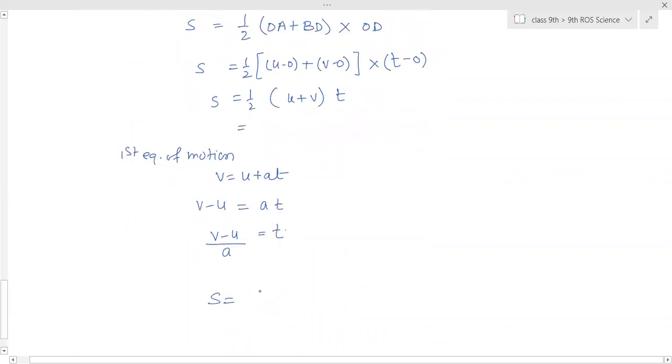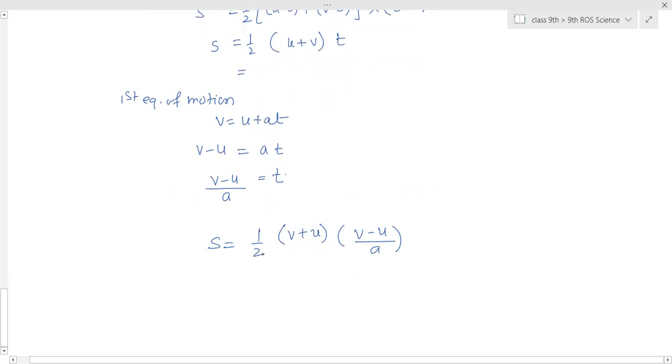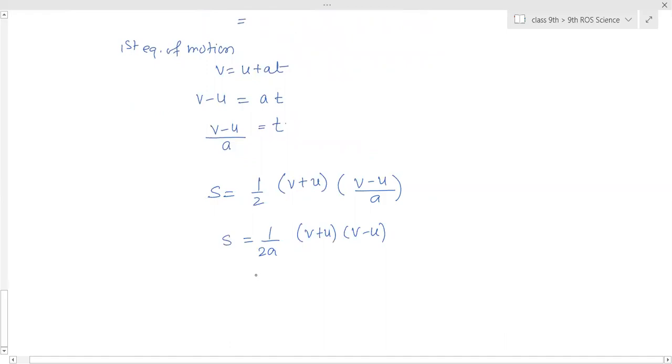So S is equal to half. Here can we write V plus U? Yes, ma'am. Now the value of T is V minus U by A. Now take A and 2 in the denominator, so we can write them together. What is left in the bracket? V plus U into V minus U. What is the product? V square minus U square. So this 2A will shift to the left hand side. So it will become 2AS is equal to V square minus U square.